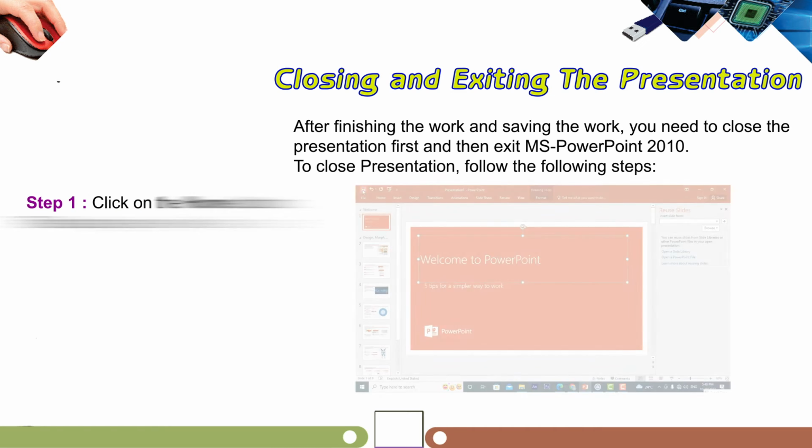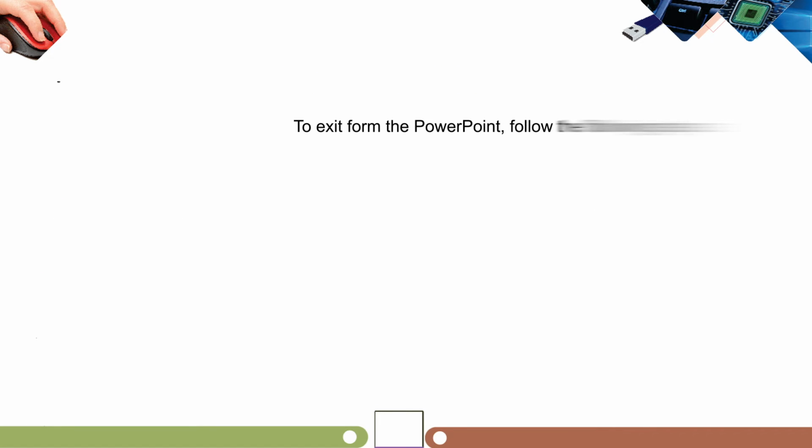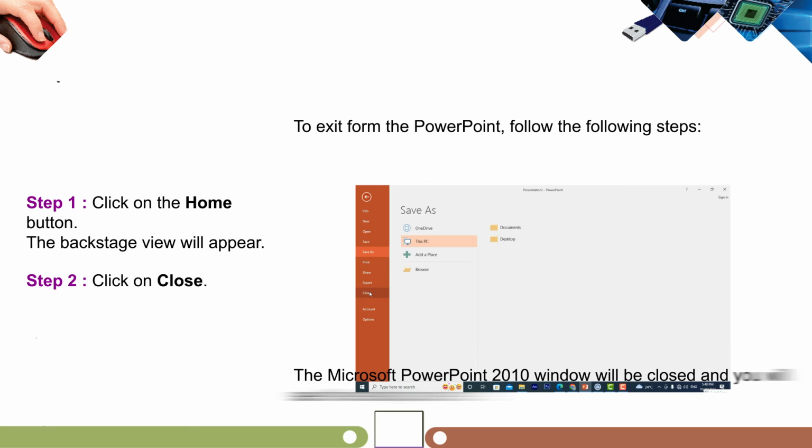Step 1 is click on the home button. The Backstage View will appear. Now step 2 is click on the close option. The presentation will be closed. To exit from the PowerPoint, follow the following steps. So step 1 is click on the home button. The Backstage View will appear. Step 2, now click on close. The Microsoft PowerPoint 2010 window will be closed and you will see the desktop screen.